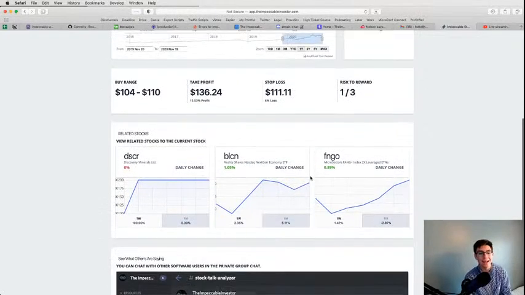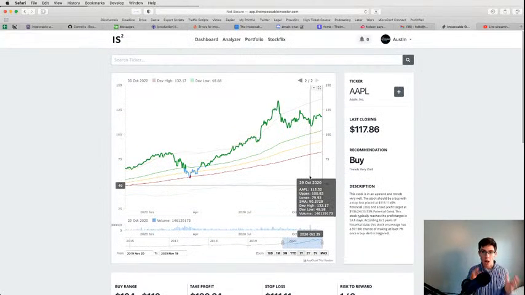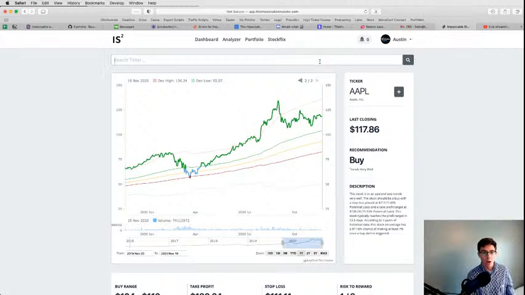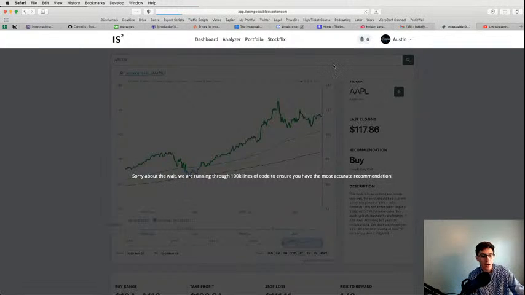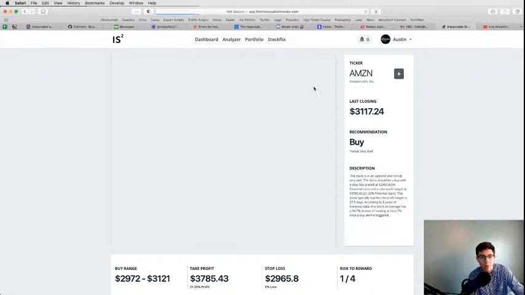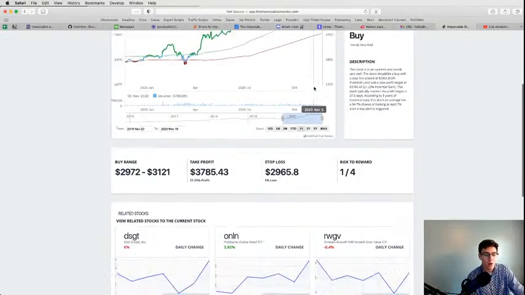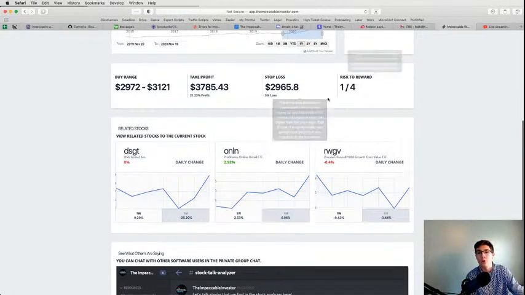It also shows you related stocks. So for those who, let's say you love Amazon stock and you want to find other stocks that perform like it, well, just go in here. We're going to type in Amazon. Okay, look, we see that there. We're going to sift through. Here we go. Amazon right here. And I can find the stocks that perform just like it.